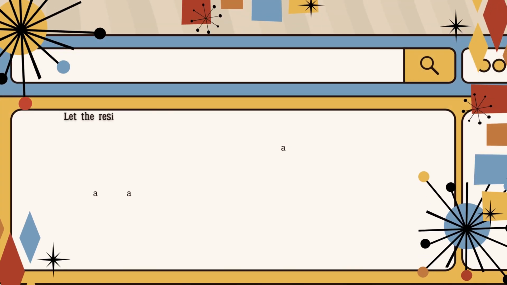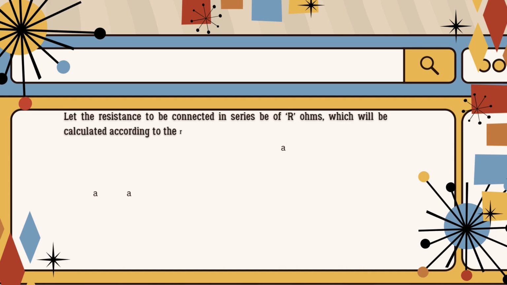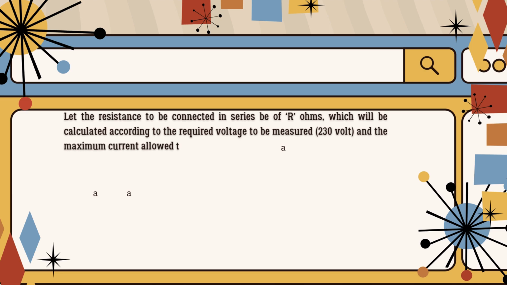Let the resistance to be connected in series be of R ohms, which will be calculated according to the required voltage to be measured, which here in this case is 230 volt, and the maximum current allowed through the instrument as represented by IA. The calculation is as shown here.